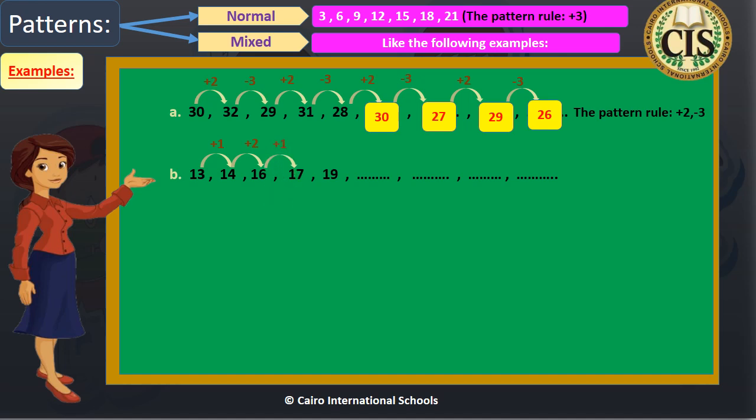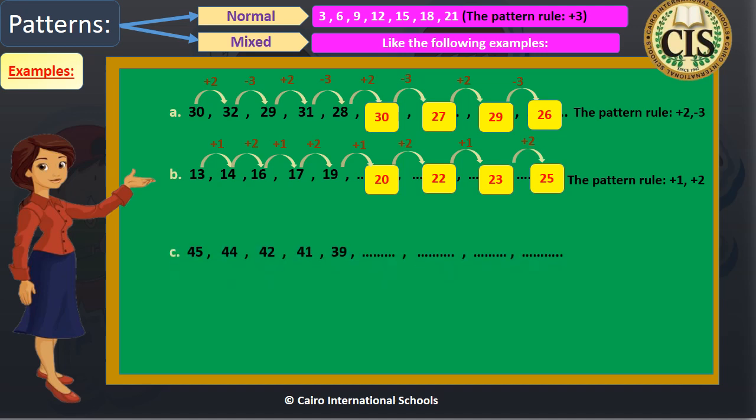The turn is for plus 1. 16 plus 1 equals 17. Then 17 plus 2 equals 19. 19 plus 1 equals 20. 20 plus 2 equals what? 22, yeah. 22 plus 1 equals 23. 23 plus 2 equals 25. So the pattern rule is plus 1 plus 2 plus 1 plus 2.